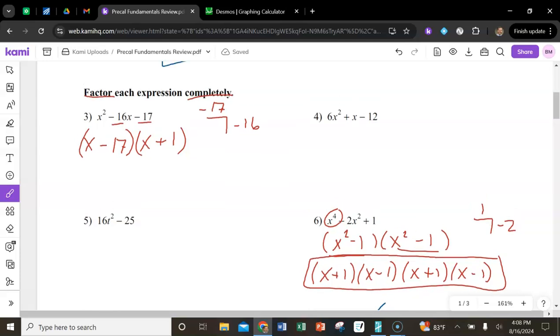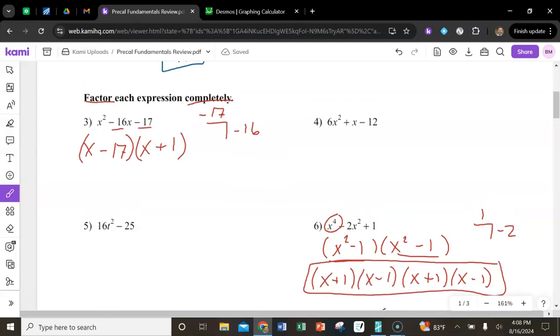Number 4 is also 3 terms, but we have a lead term that is not 1. So remember, if that's the case, we're still going to do our 2 binomials. Instead of just x, I'm going to put that 6 with both of these. I'm going to multiply that lead term by the last. So 6 times negative 12 is negative 72. And I'm going to look for what multiplies to negative 72 and adds to my middle number of 1. That would be positive 9 and negative 8.